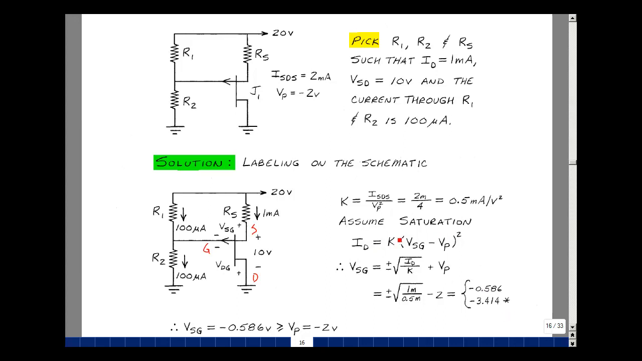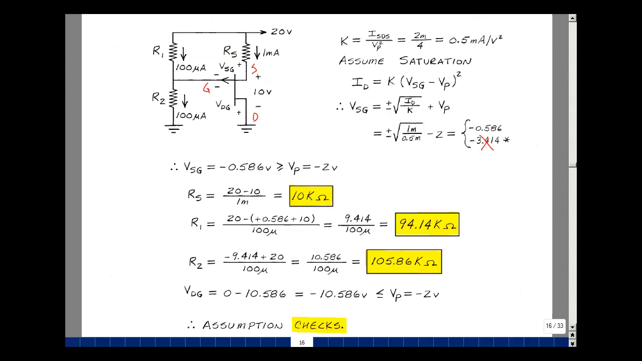But we're assuming we're in current saturation, and we have to have a source to gate voltage that's greater than pinch-off, not less than that. We can throw that answer away. See if we can solve for the resistors. So the resistor R_S would be the voltage across it divided by the current through it. 20 volts here, and we have 10 volts here. 20 minus 10 divided by 1 milliamp would be 10K.